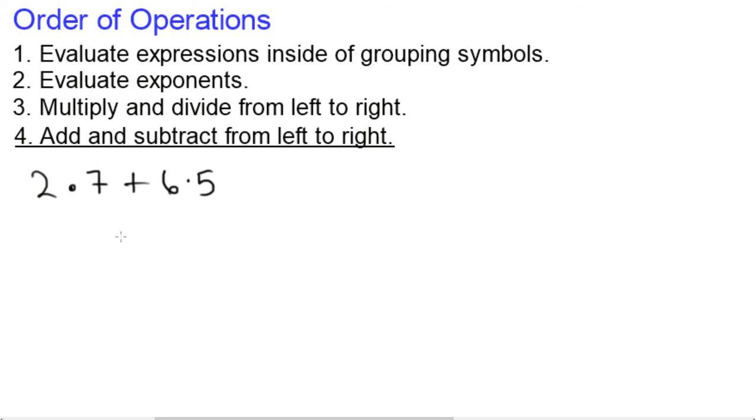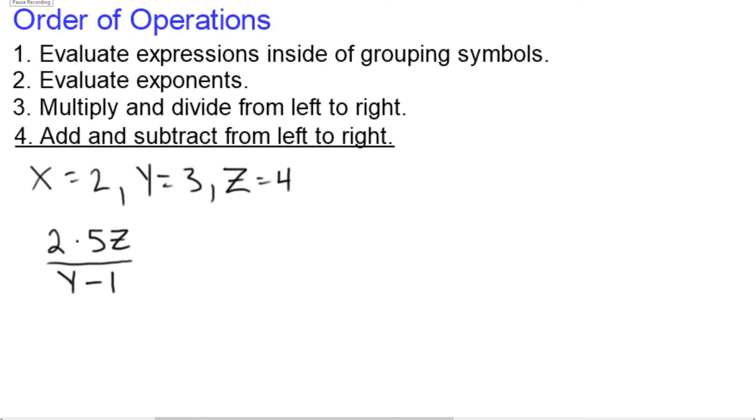So let's look at another example, and feel free to try this one yourself. I have 2 times 7 plus 6 times 5. Well, we know addition is always last, so let's do multiplication and division. Well, which ones do we do? Remember we have multiplication and division from left to right. So we start from the left, which is 2 times 7, 14. Addition stays there, that's last. 6 times 5, 30. And now I can do my addition. 14 plus 30, 44.